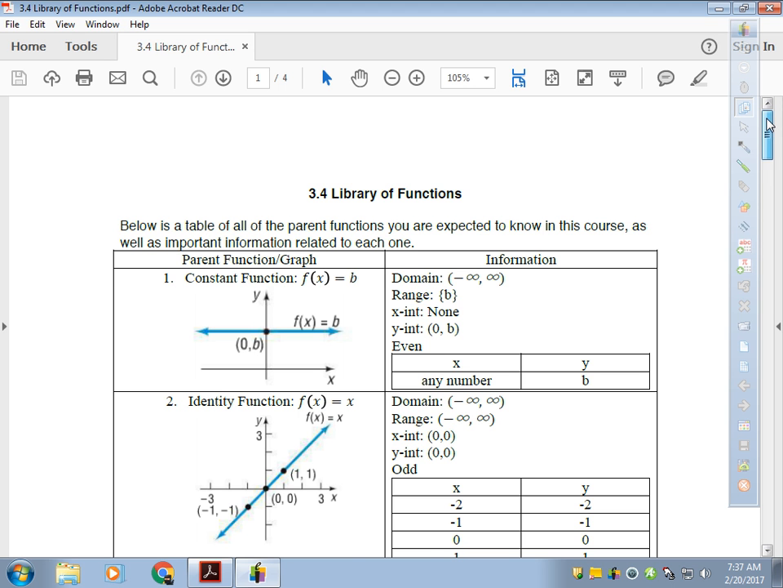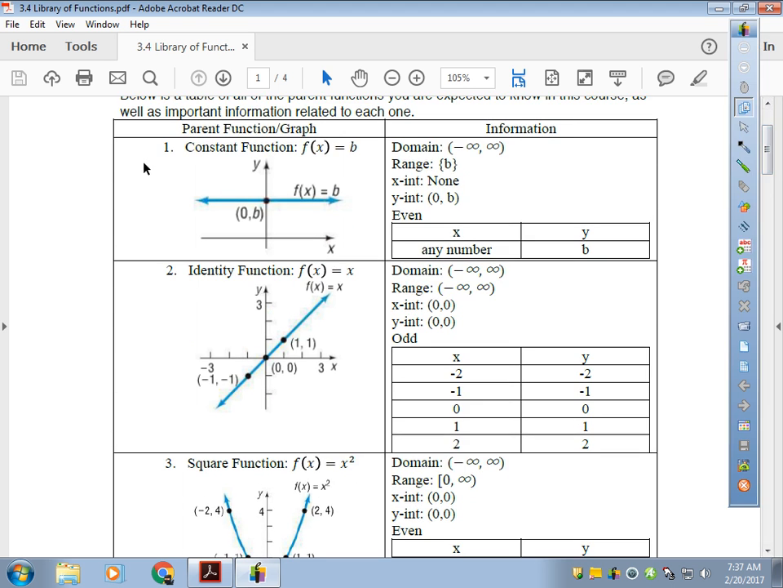The first one we're going to look at is the constant function, which is f of x equals b, or y equals b. It is a horizontal line, which goes like that. It has a domain of negative infinity to infinity. Its range is just the number b, as it only has one y value it goes through. It doesn't have any x-intercepts. Its y-intercept is 0, b, that point right there. It is an even function because it has y-axis symmetry. And for any number x, the y value is b.